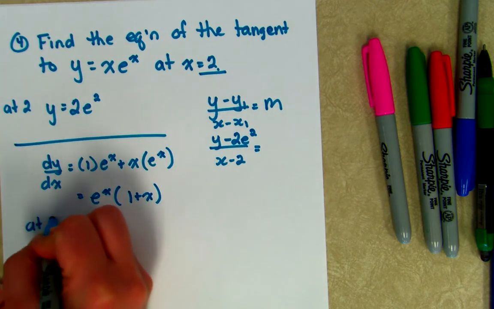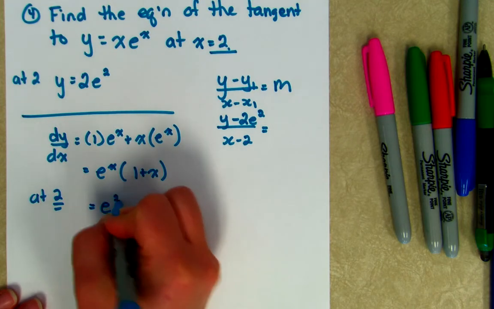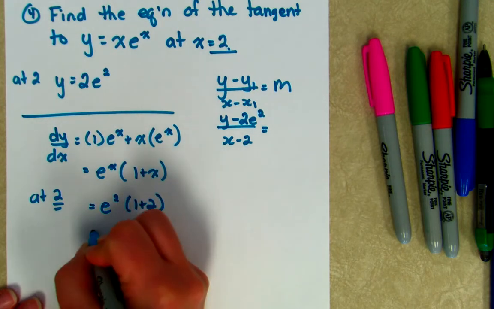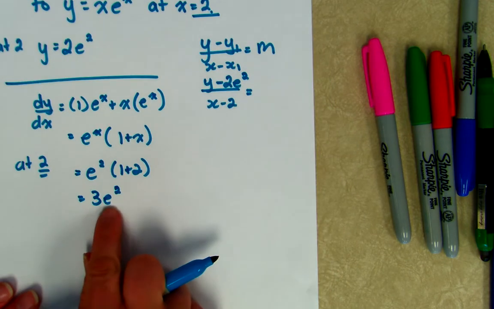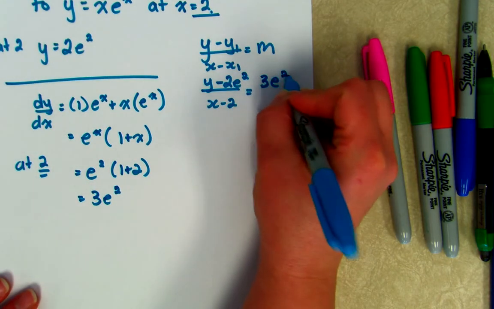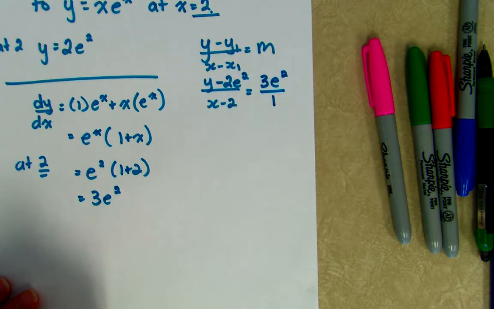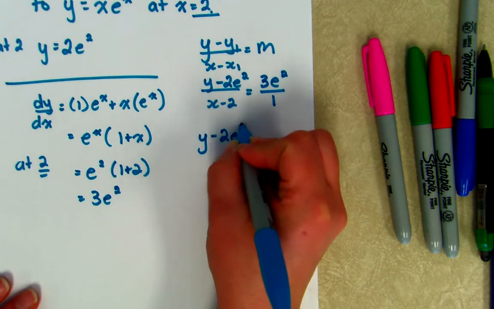And now I'm going to put 2 in for x. So that's going to give me e squared times 1 plus 2, which I'm going to write as 3e squared. Again, I'm not going to change that to a decimal. I'm going to work with that as my slope. So my slope is 3e squared, which I can think about as 3e squared over 1. I'm going to cross multiply.